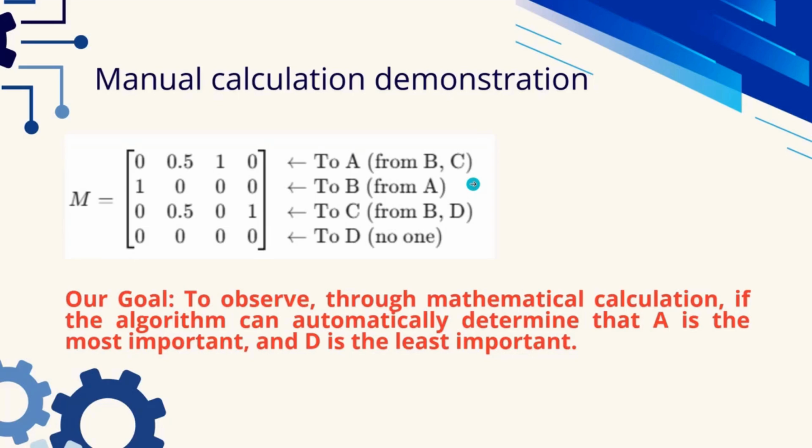Look at this matrix N on the slide. This matrix represents the link structure between the 4 pages, A, B, C, and D. The values inside represent the weight of the votes. Our goal is, through mathematical calculation, to observe whether the algorithm can automatically determine that A is the most important and D is the least important.